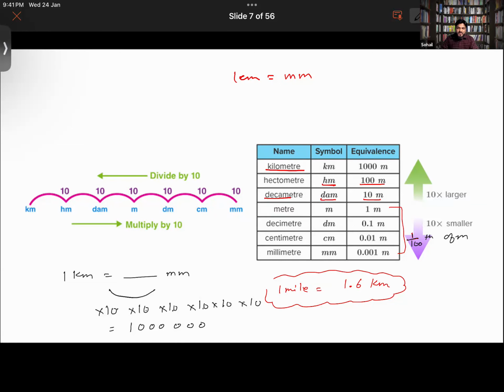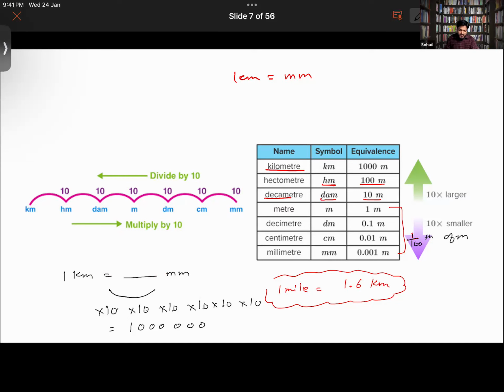1 kilometer and 60 meter. Is there any equivalence in the two? How can 1 kilometer be equal to 60 meter? It's not practical. See, what do we do when we have to take just one step, like you have to convert kilometer into hectometer? So you simply just multiply with 10.